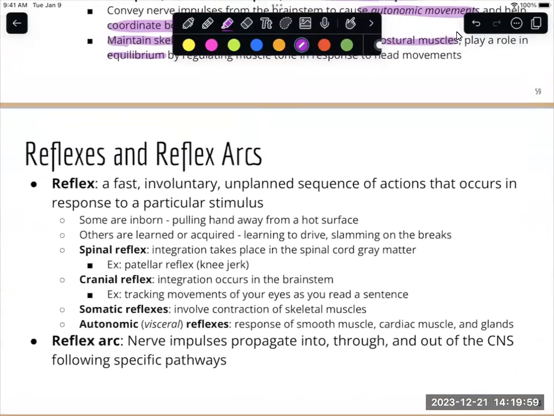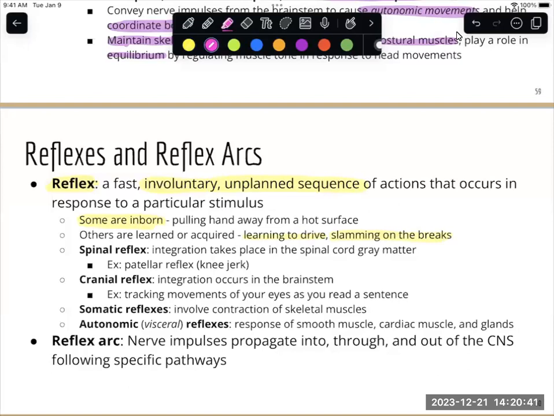So let's look at some of these reflexes. I mentioned reflexes before. Now we're going to go into some good detail about reflexes, because reflexes are an involuntary, unplanned sequence of actions that are going to occur in response to a stimulus. So some are inborn. Like when you touch something hot, you pull your hand away. You step on something sharp, you pull your foot away. Others we learn, like driving becomes a reflex. Slamming on those brakes is actually a reflex.